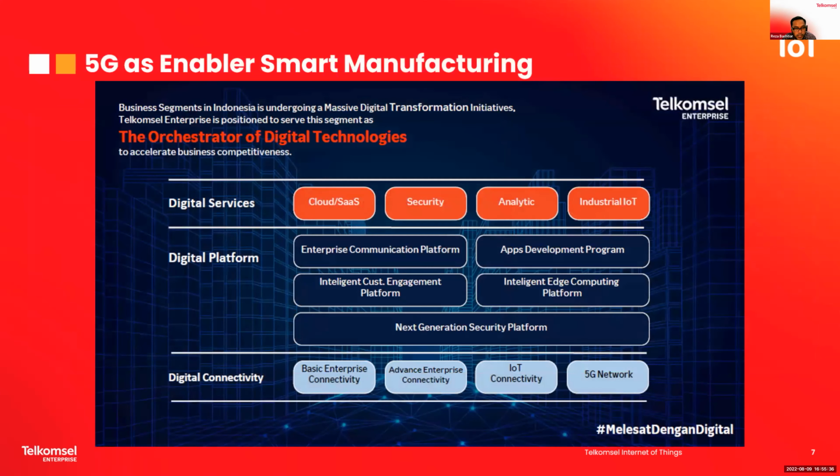And 5G positioning in manufacturing is as an enabler, where we provide digital connectivity and then digital platforms and digital services that run above the 5G network. So we are not only talking about connectivity, but we are also exploring what kind of services we can run and implement above the 5G connectivity. And also we can orchestrate other platforms and applications that can integrate with the 5G network.